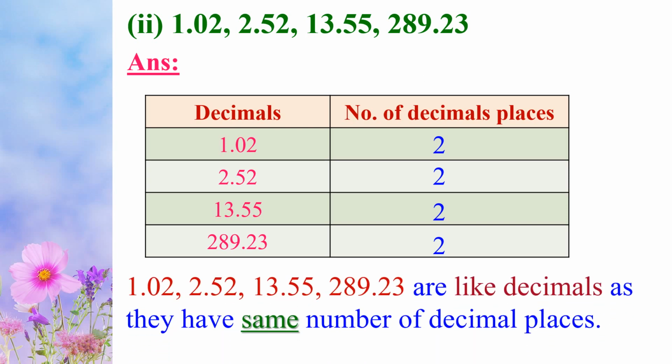So 1.02, 2.52, 13.55, 289.23 are like fractions as they have the same number of decimal places.